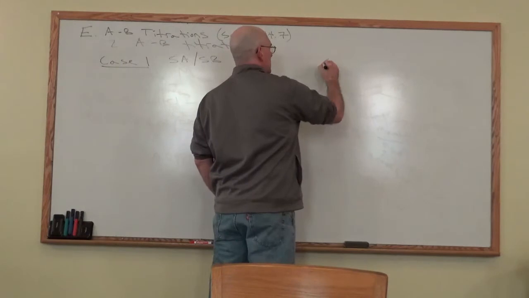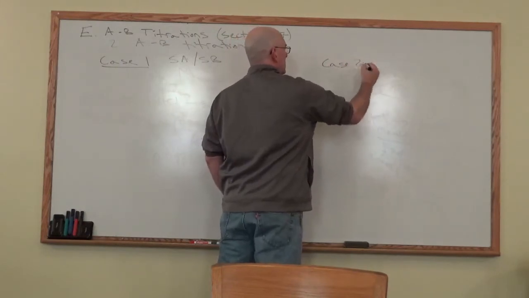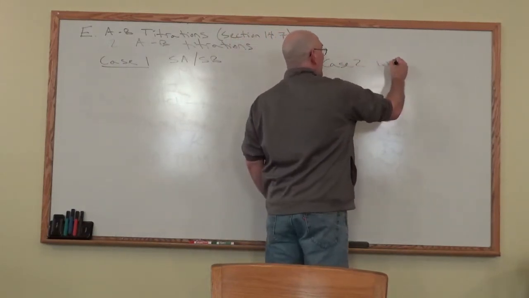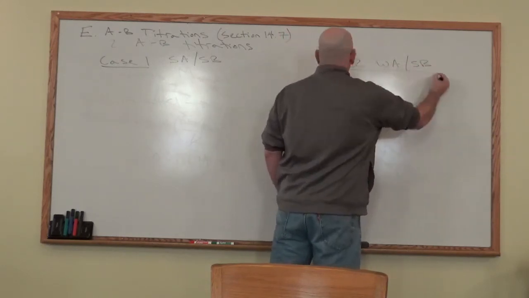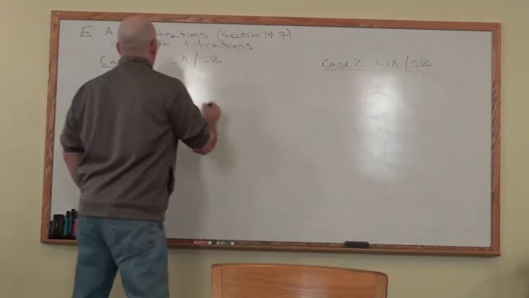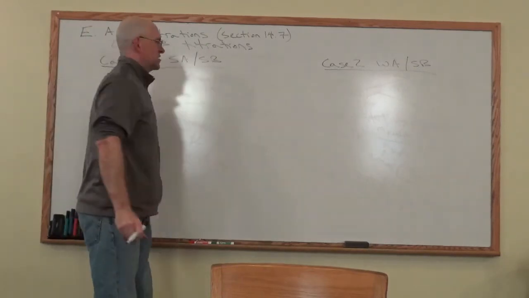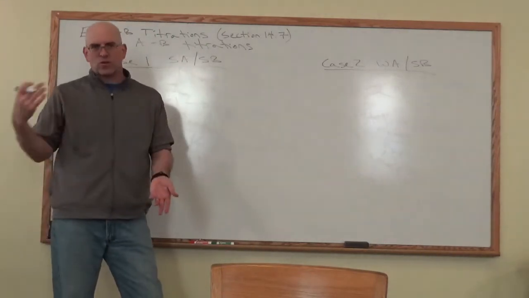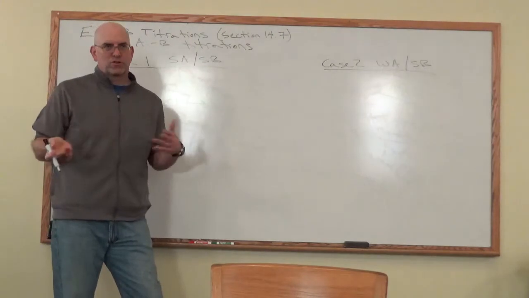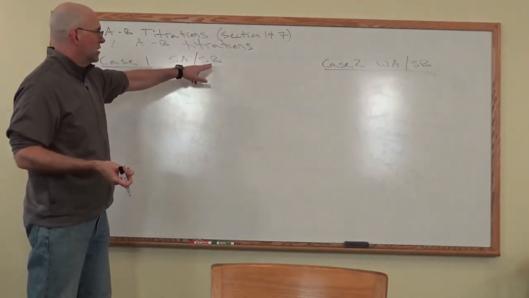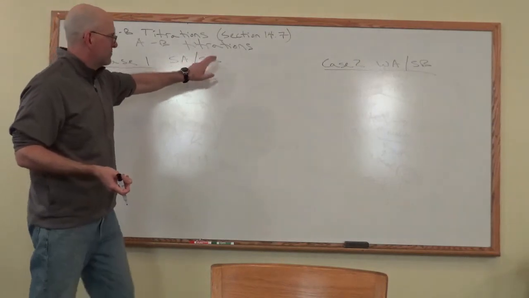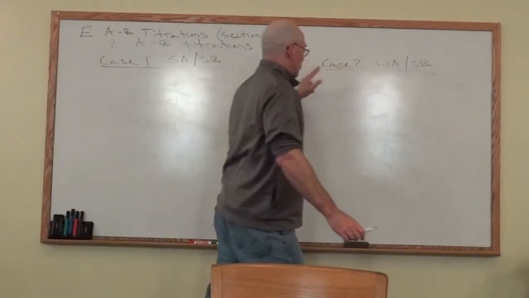Case 2, weak acid, and we'll keep a strong base. Actually, for reasons we probably aren't going to go into here, you would never titrate a weak acid with a weak base, unless you're trying to look at some kind of chemistry between the two. You would always keep one of them strong. So what we're showing you here is we're going to keep the base strong and titrate weak acids.